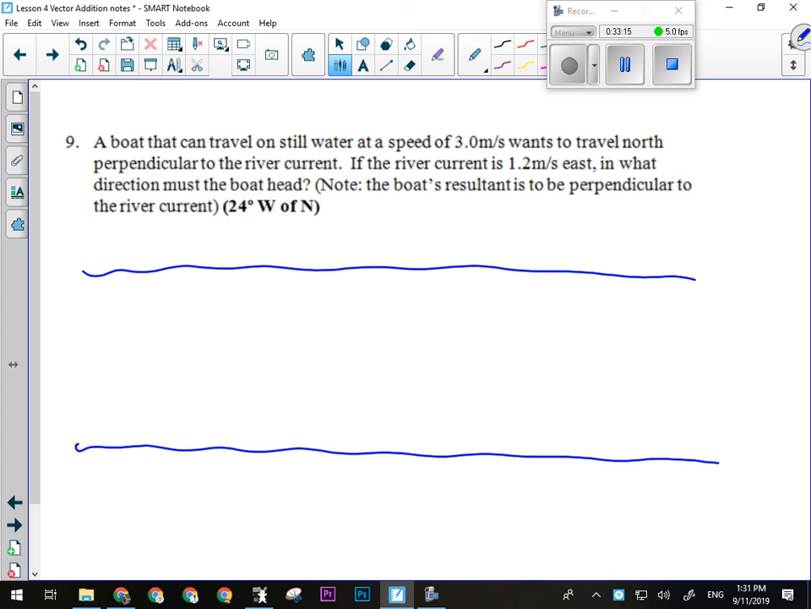So that means our resultant then is straight across the river. That means then that the combination of the current and the speed of the boat have to add up to this. All right, so the speed of the boat is 3 meters per second, so it's going to look like this.